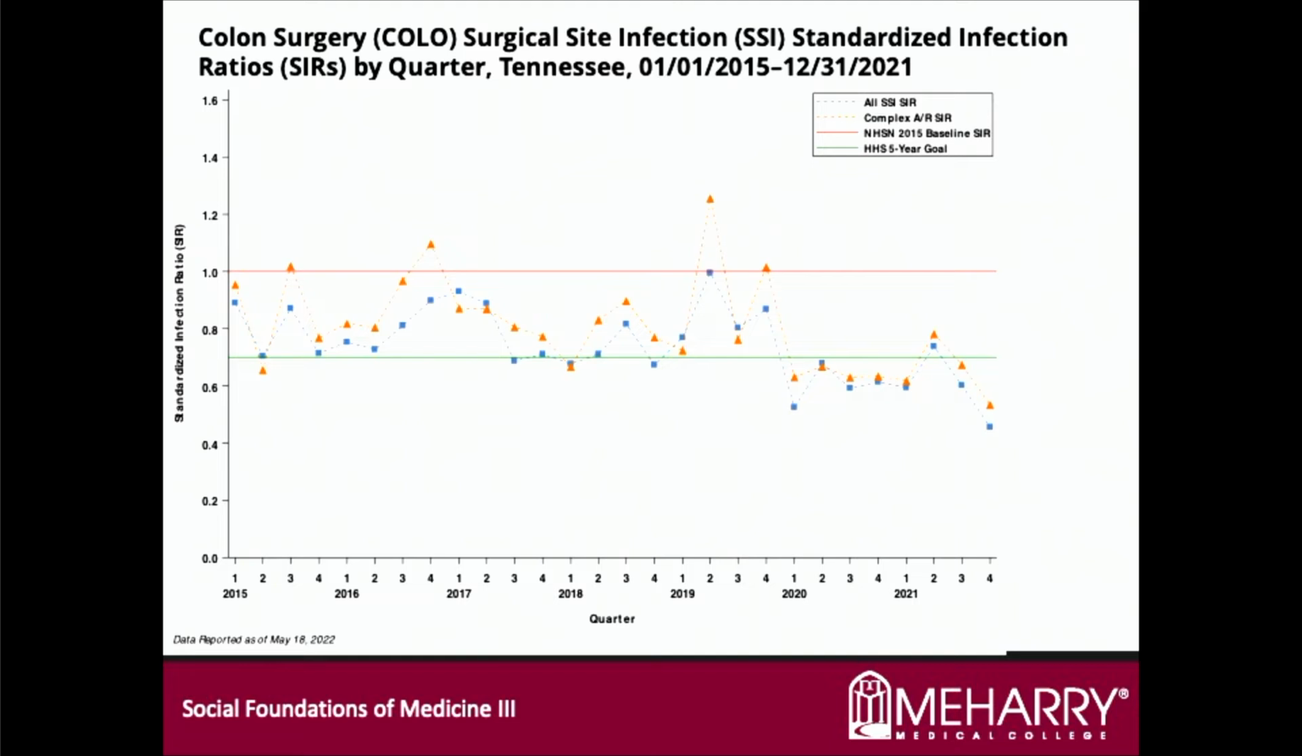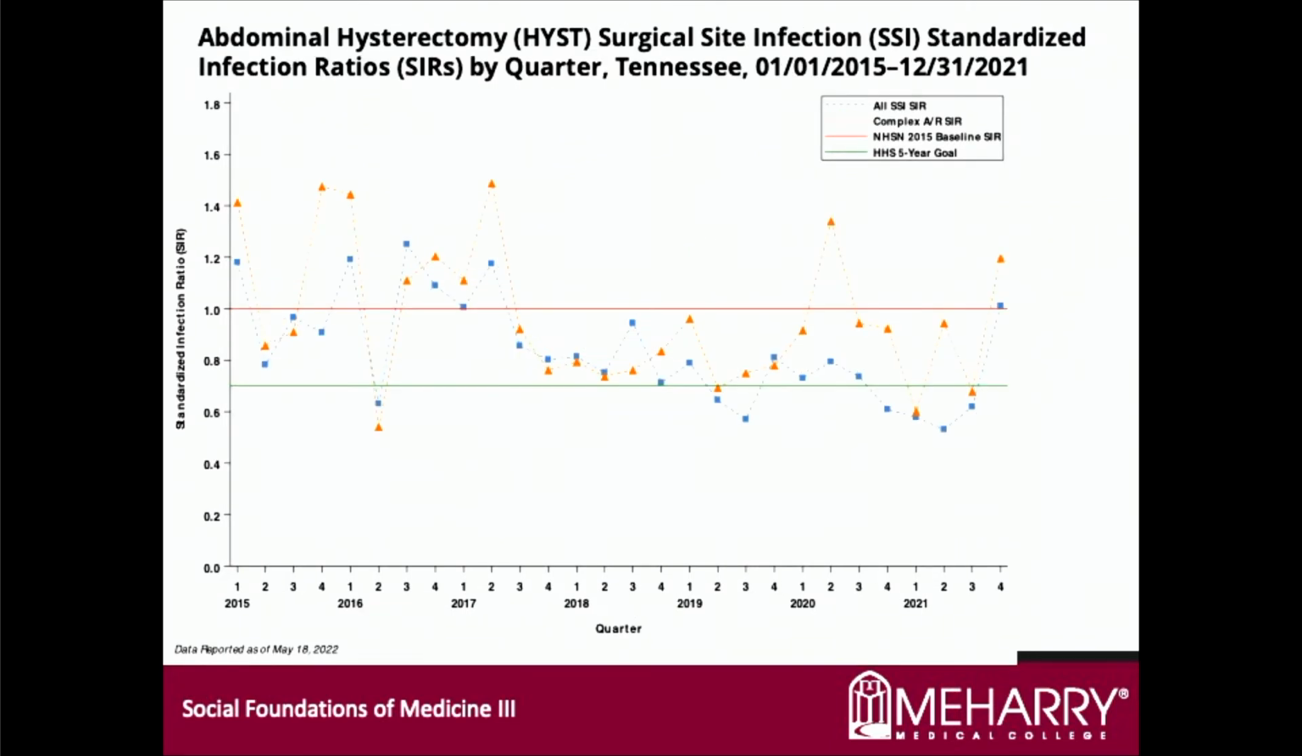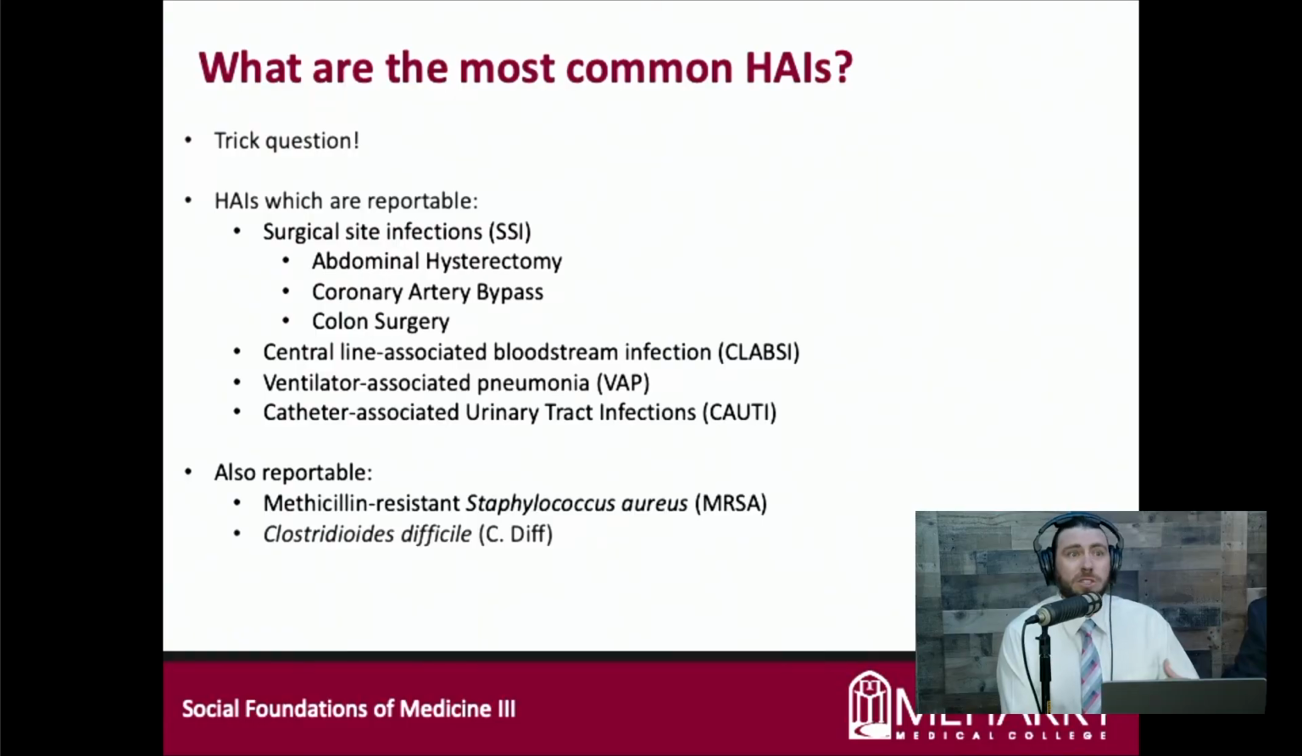Here are some surgical site infections, colorectal surgery, abdominal hysterectomy surgery, jumping around a little bit. And so now we're getting into the actual meat. I like statistics, I like data. I'm just showing you some of the data that's available. So now we're getting into what are the most common HAIs. And as you know, it's a presentation by me, so I'll throw in some jokes somewhere.